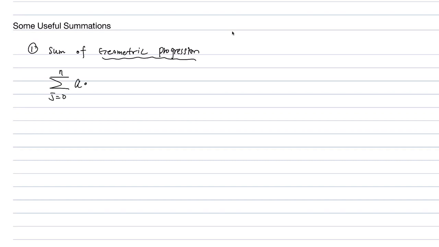So for some summations, for the first one, I'm going to prove it. The first one right here is the sum of a geometric progression. If I have the sum of j going from 0 to n, and since it's a geometric progression, we have our initial value a times a common ratio r to the j's power.